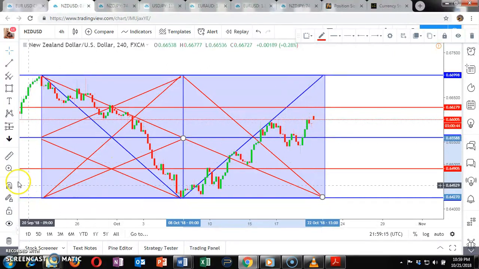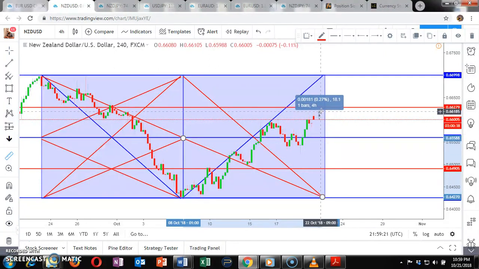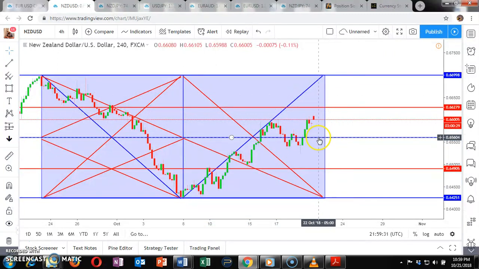If you enter the market here, where market is right now, to this point here is 25 pips. That's sweet profit, right? But for you to enter this trade, this line here is going to be your stop loss. So from this point you entered to this point here, that is a 36 pips stop loss.